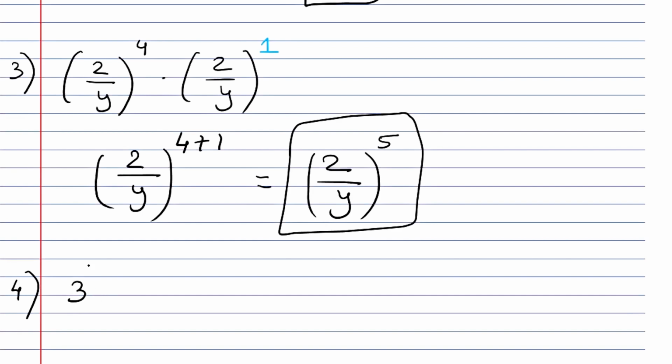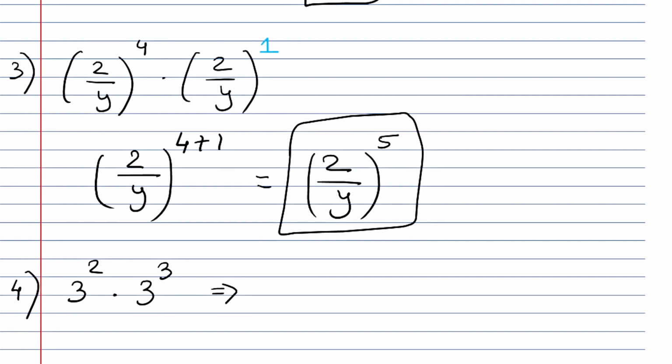Okay, here we have 3 raised to 2 multiplied by 3 raised to 3. Here we have the same base, but some of you might get confused that 3 times 3 is also 9. But in this case, we are just using the product rule of exponent formula.